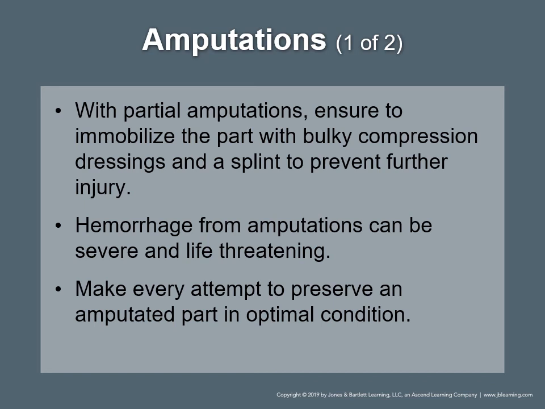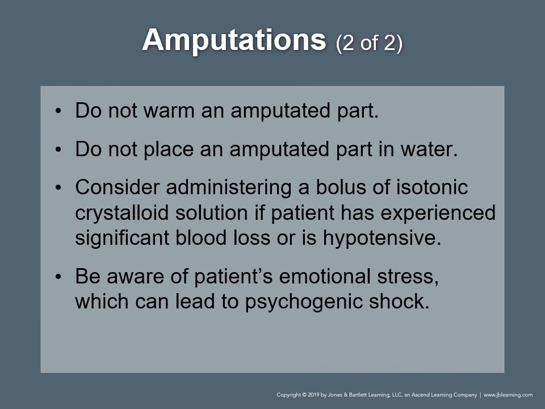With a complete amputation, wrap the amputated part in sterile dressing and place it in a plastic bag. Follow local protocols regarding how to preserve amputated parts. Put the plastic bag in a cool container filled with ice. Float the bag containing the part on a bed of ice water. Do not pack it in ice. Keep the part cool without allowing it to freeze or develop frostbite.